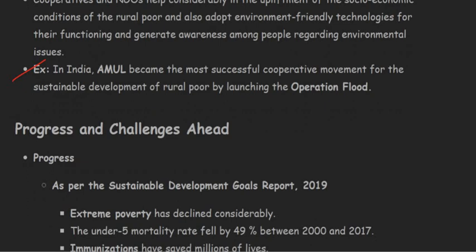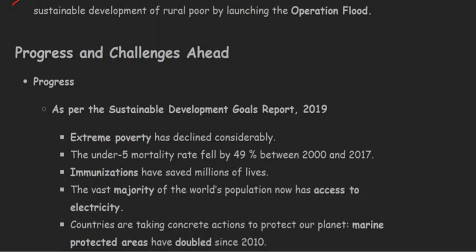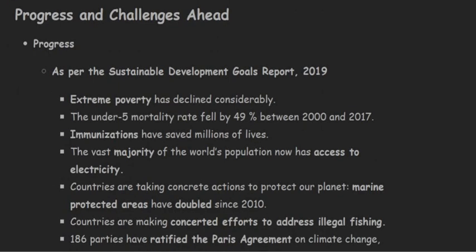In India, Amul became the most successful cooperative movement for the sustainable development of rural poor by launching Operation Flood. Progress and challenges ahead. Progress. As per the Sustainable Development Goals Report, 2019, extreme poverty has declined considerably.